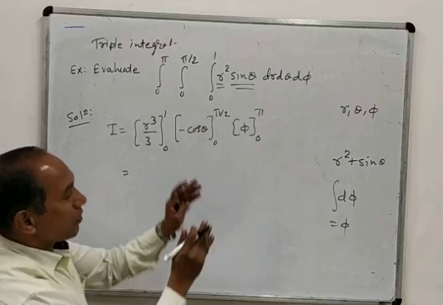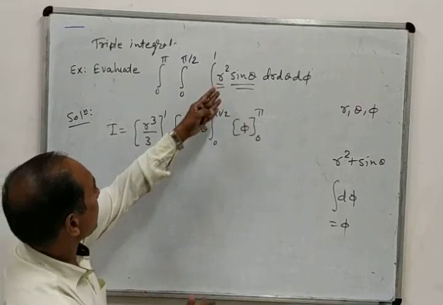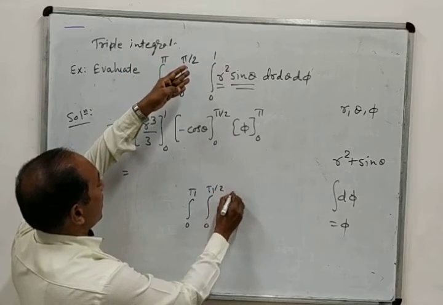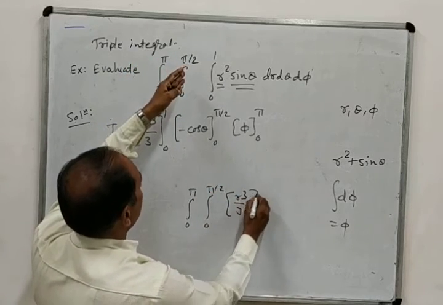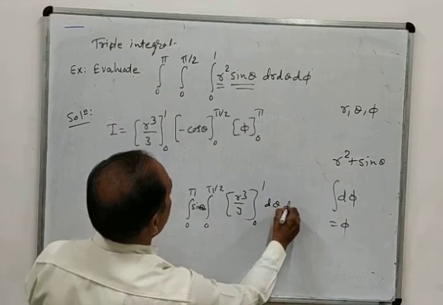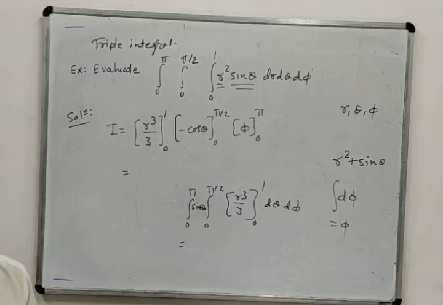If you don't know this process, then you can follow it one by one. That means writing 0 to pi, 0 to pi by 2, then r cube by 3. Sin theta is constant, so you will write it down here. So 0 to 1, then d theta d phi. You can also follow the process in this way.